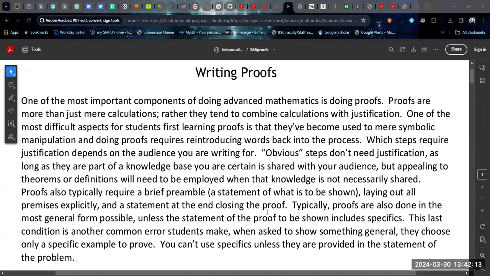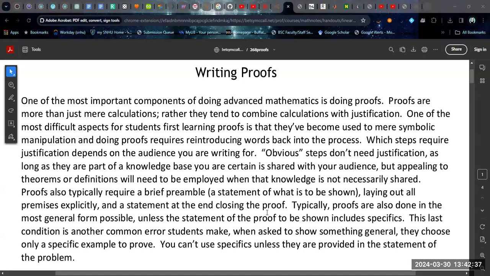Students often first encounter doing proofs in a course like linear algebra or in discrete math. Sometimes we'll encounter them in other contexts. Occasionally, Calc 2 professors will require that infinite series tests be conducted as if they were formal proofs.